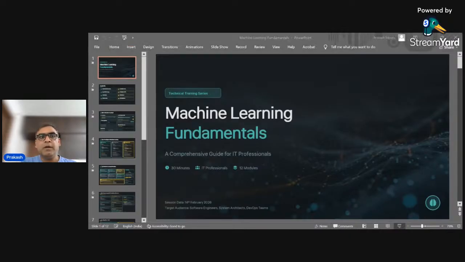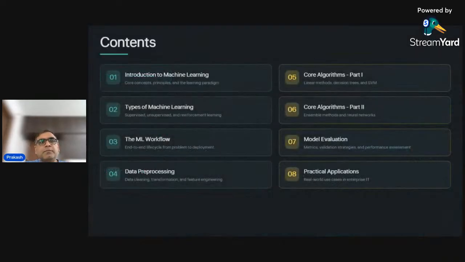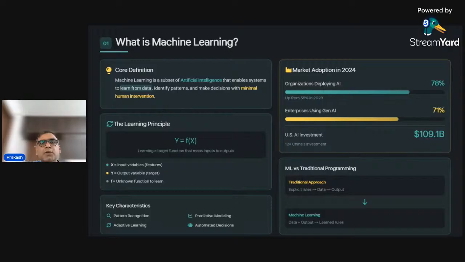Today, I'm going to cover machine learning fundamentals. So let's get going. So these are the topics that we're going to cover today. What is the intro? What are the different types? What does the workflow look like? How to preprocess the data, and some algorithms, followed by how to evaluate the model. So let's start. So what is machine learning?